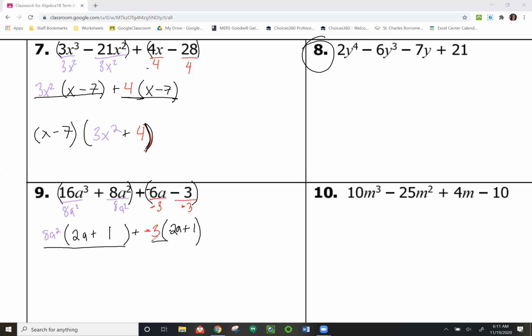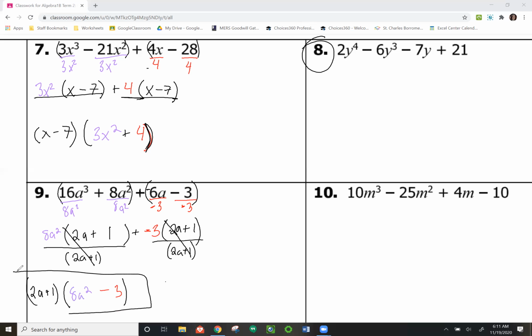We divide these terms now by the 2a plus 1. Okay, the 2a plus 1. And then after we pull that out, I'm going to pull it out of there because when you divide, what are you going to be left with? You're going to be left with an 8a squared, and I'm just going to write minus 3. Forget that plus a negative number at that point. And that's it. You're factored.